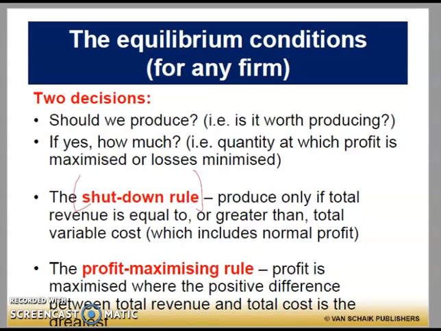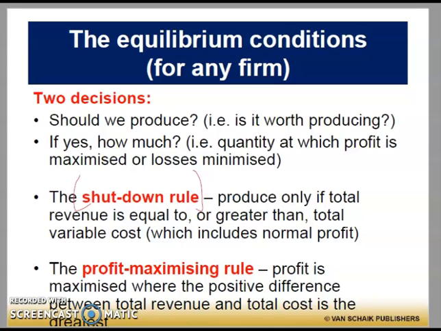But it can also be called the startup rule because it does not just indicate when a firm should stop producing a product. It also indicates when it should start producing. The shutdown rule can also be stated in terms of unit cost, in the sense that a firm should produce only if average revenue is equal to or greater than average variable cost. In the long run, all costs are variable.